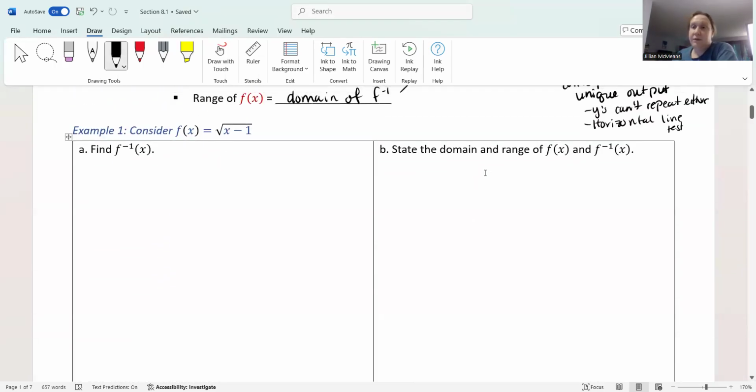Now let's look at a very specific example. Again, still 171. We have the function f of x equals the square root of x minus 1. So let's talk about that.